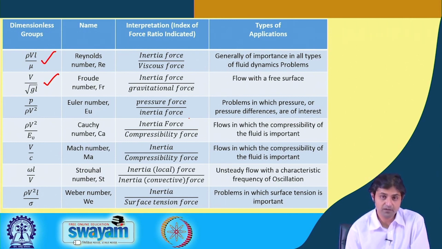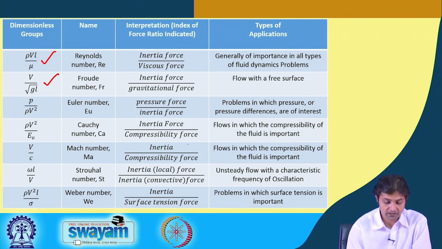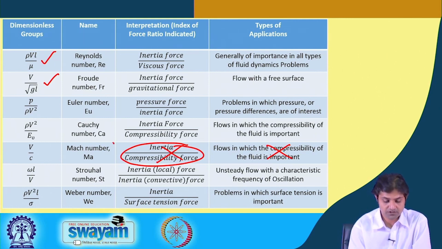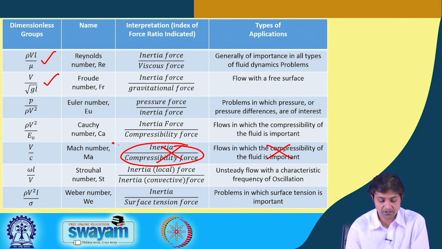There is another very famous dimensionless group called Mach number. It is given by V by C, and so this is not correct, it is related to the sound. So, this is the fluid velocity by the speed of sound, and this is required in applications like aeroplanes. So, sorry for this typing error here.